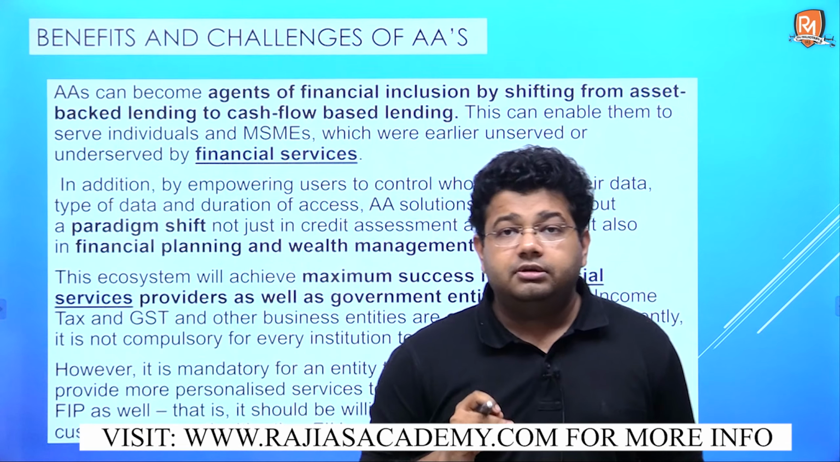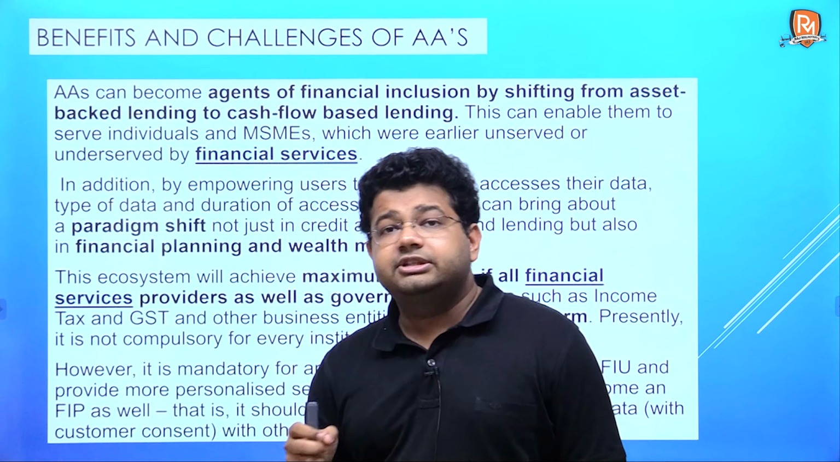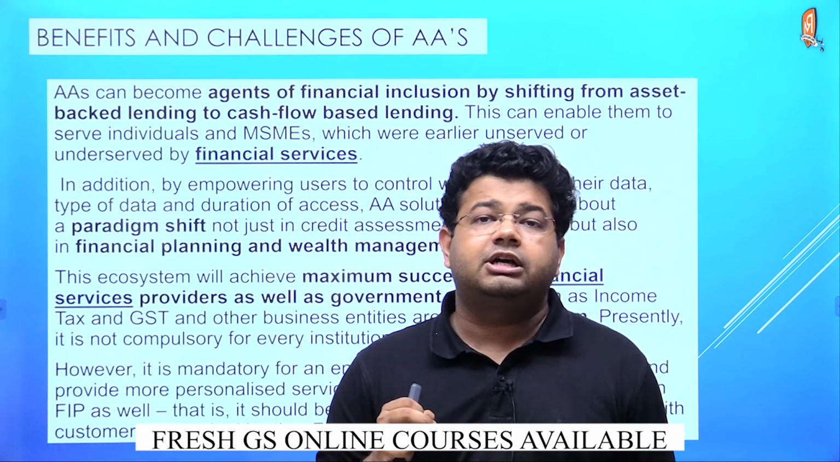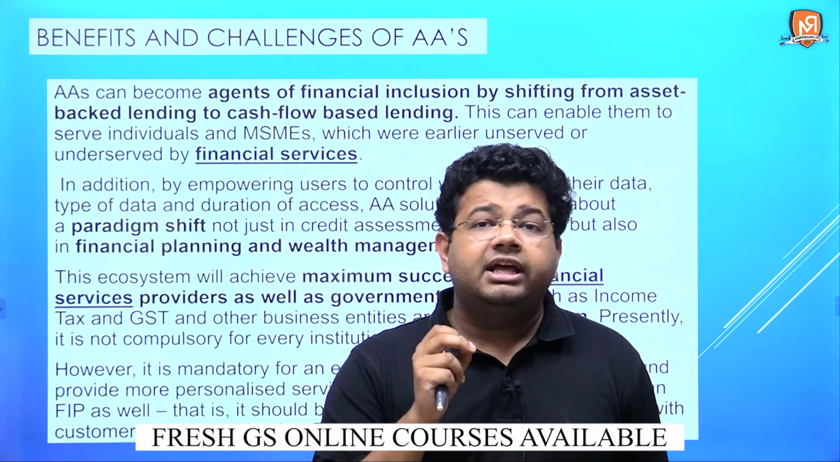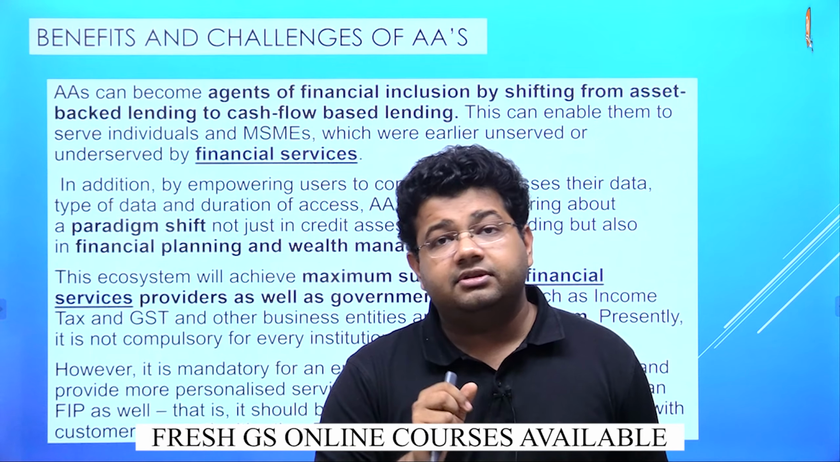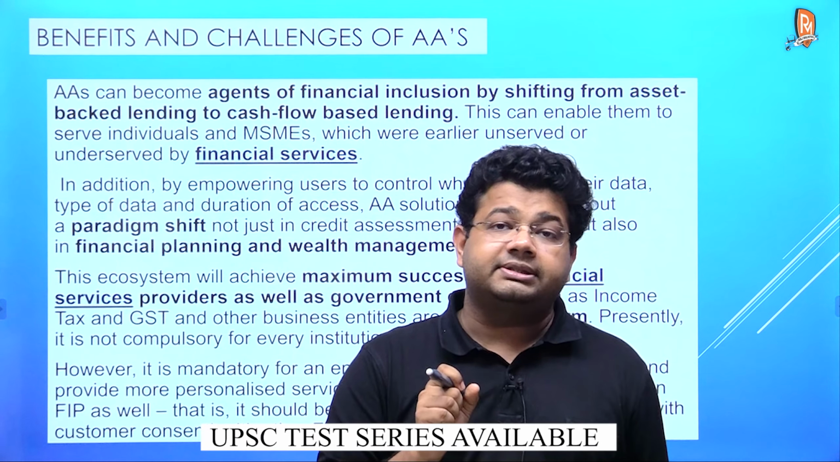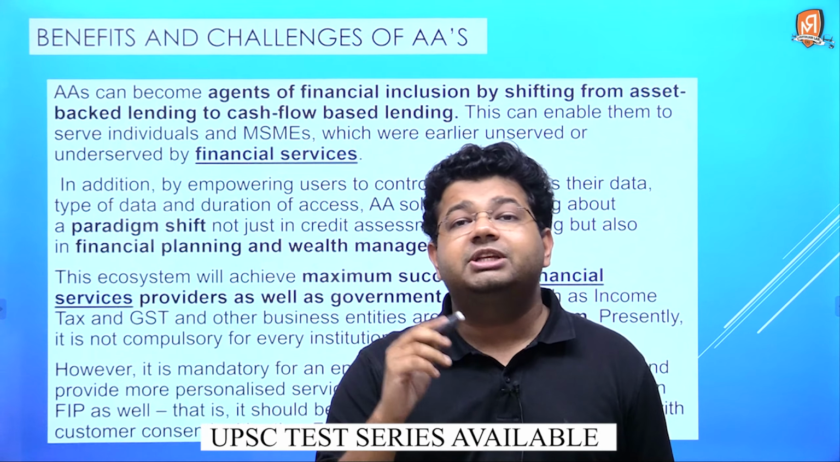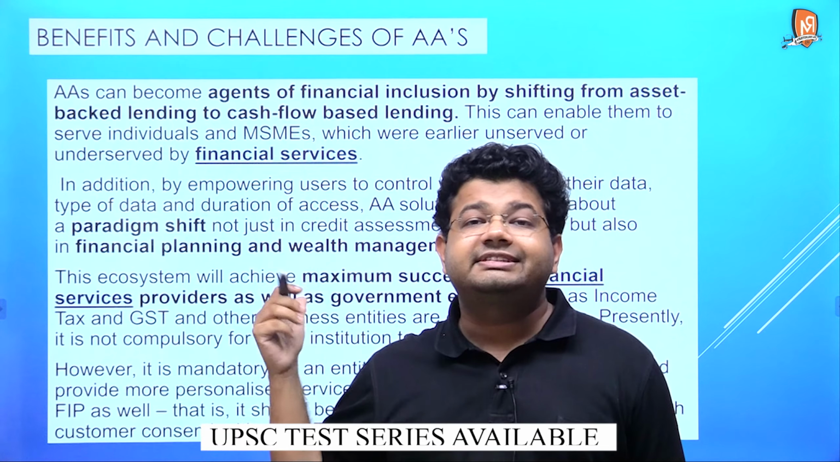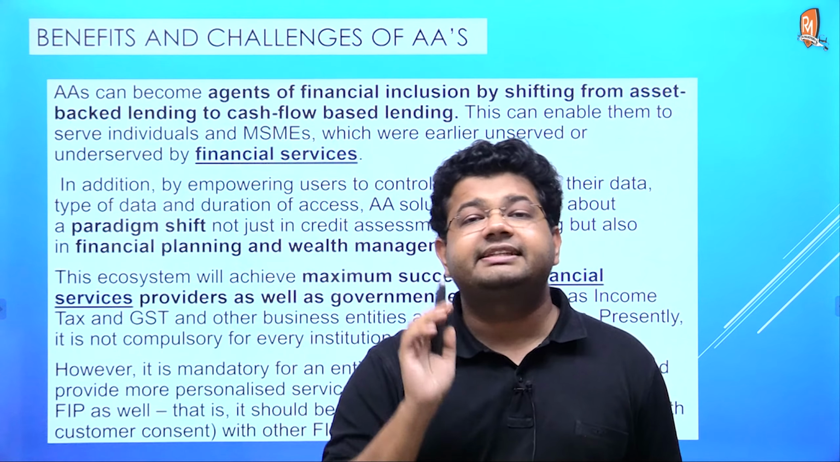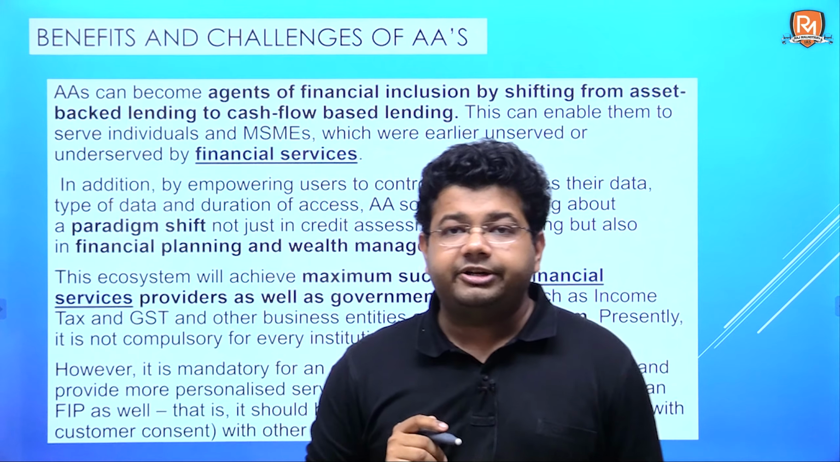PwC, PricewaterhouseCoopers, one of the big four companies, assesses that in the next 3 to 5 years, roughly 27 lakh crore rupees worth of loans can be given on the basis of cash flow if this system gets complete synergy and comes into complete effect.